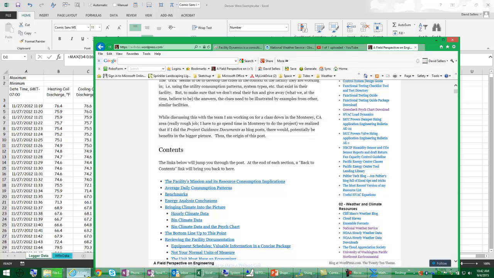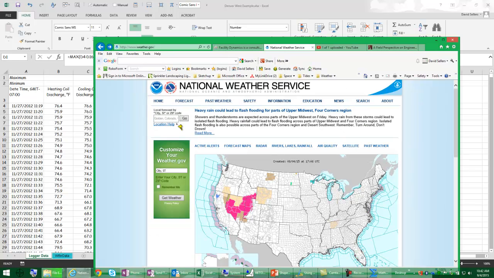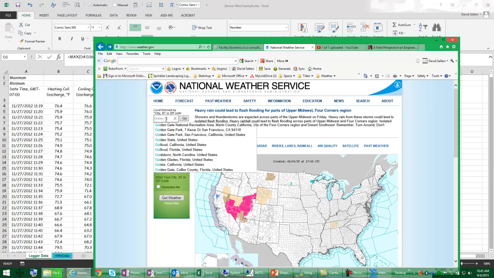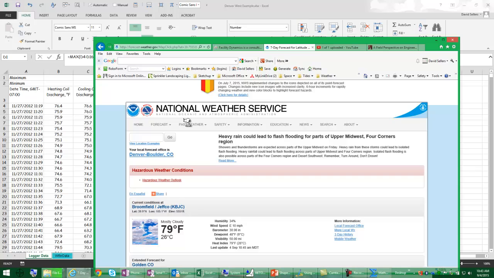And I had mentioned this in the other blog posts, I'll just step back through it to re-illustrate it. If we go to the National Weather Service homepage and put in Golden, Colorado, what I'm trying to find out is, in Golden, Colorado, how representative is that span of temperatures to the span of temperatures you see in an entire year? So I'm going to say go. And now I'm at Golden.